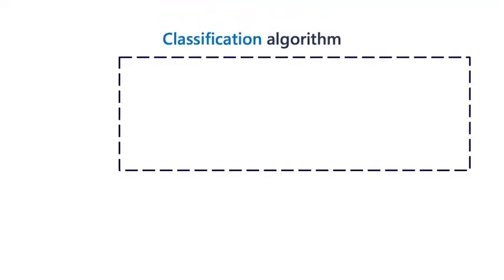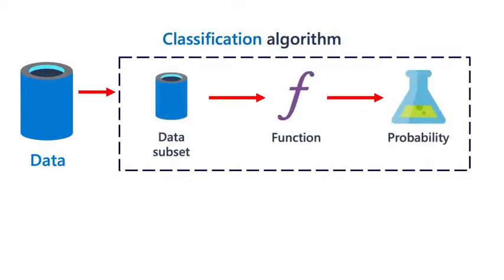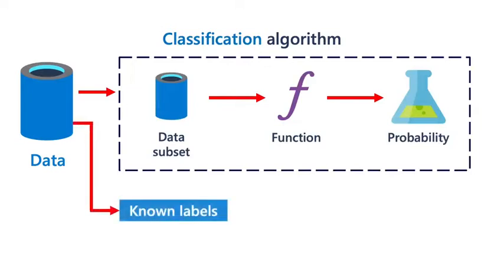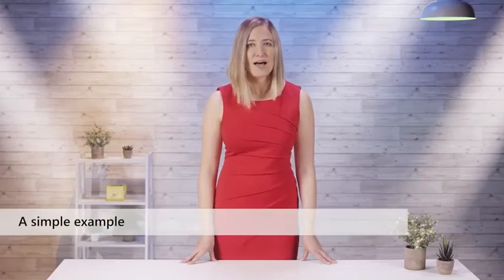A classification algorithm is used to fit a subset of the data to a function that can calculate the probability for each class label from the feature values. The remaining data is used to evaluate the model by comparing the predictions it generates from the features to the known class labels. Let's explore a simple example to help explain the key principles.